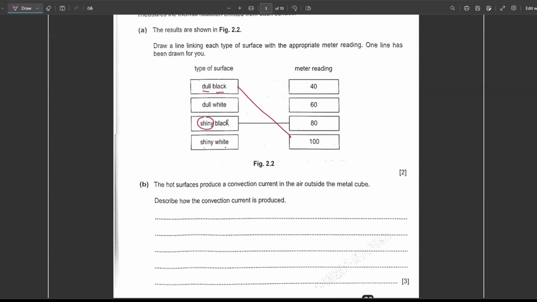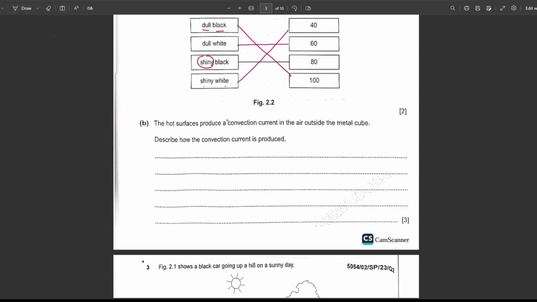White color also limits heat loss or is a poor absorber. Both the things are poor absorber. So this will have the least radiations, and dull white will have the remaining radiations, that is 60. Okay, let's further move ahead.